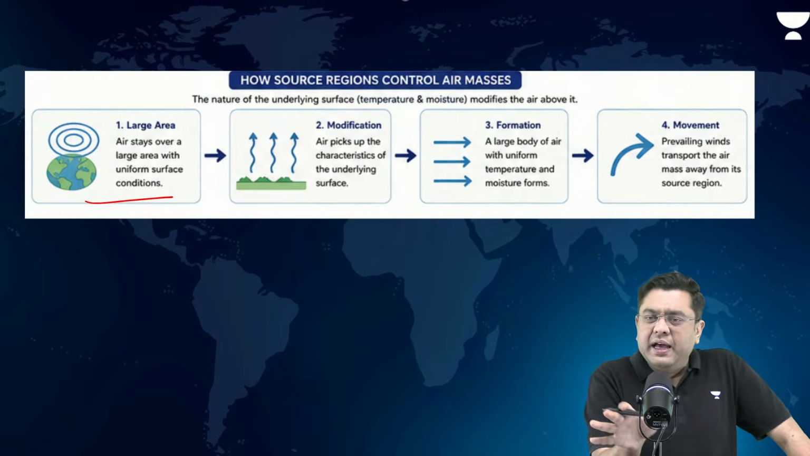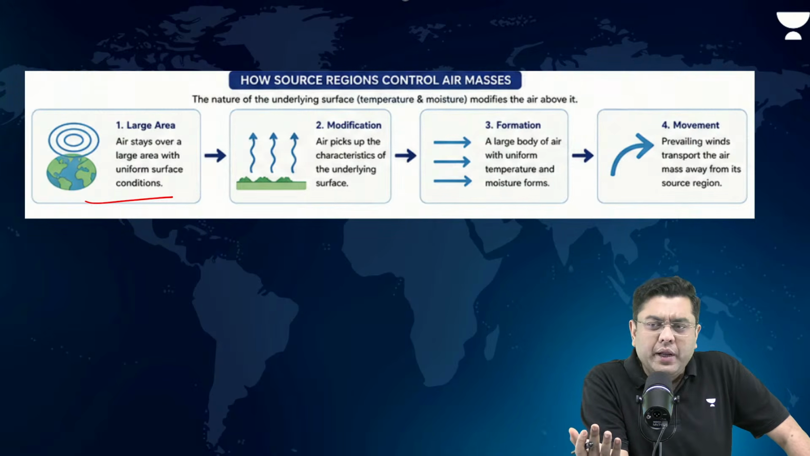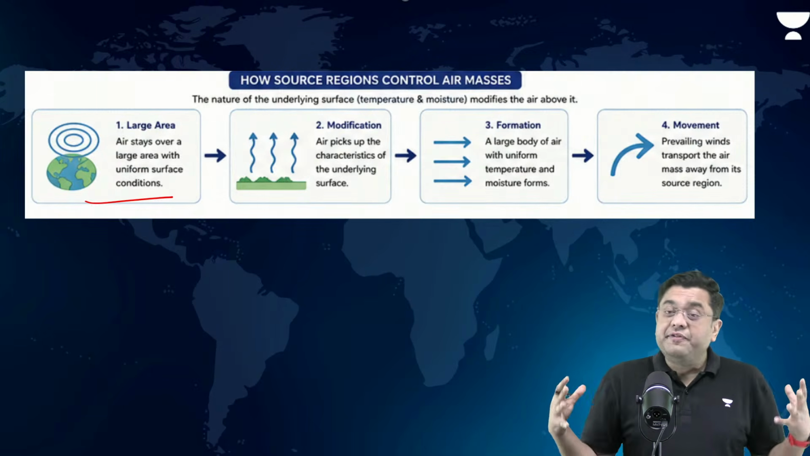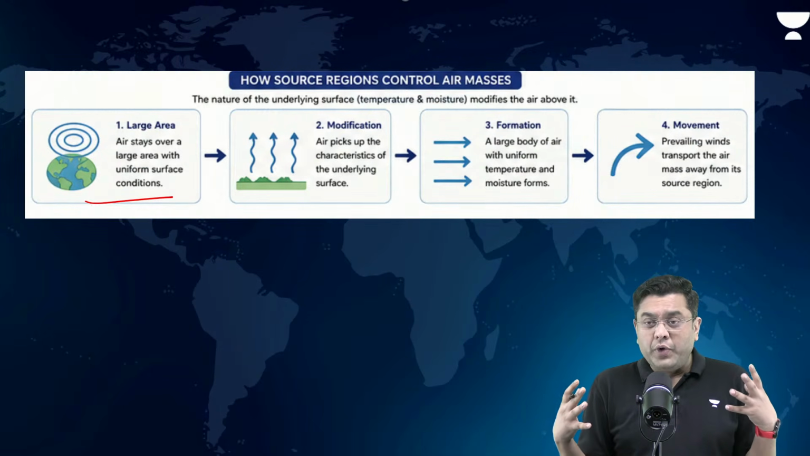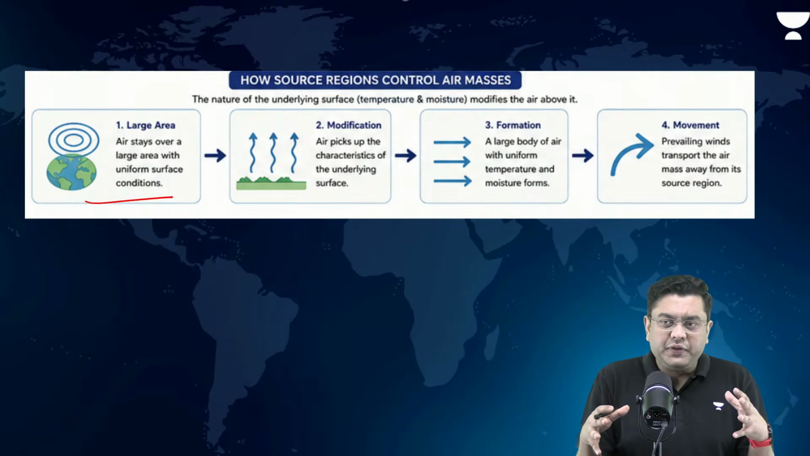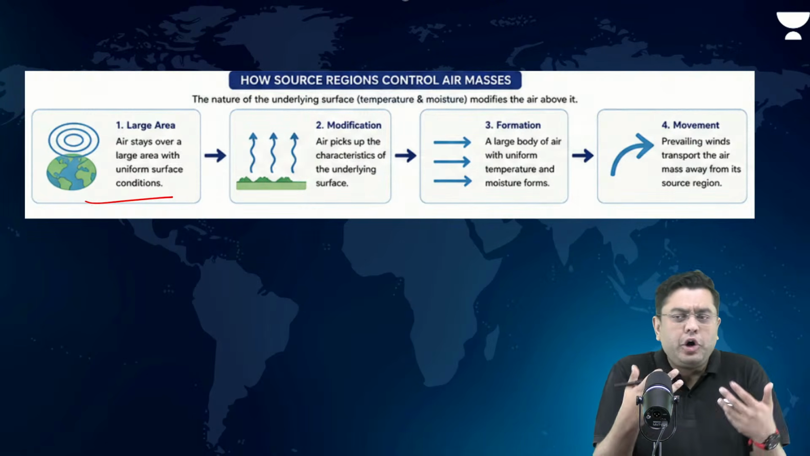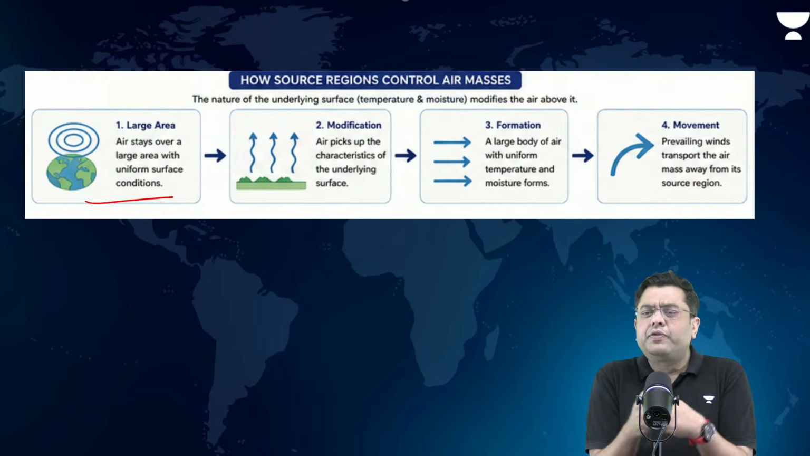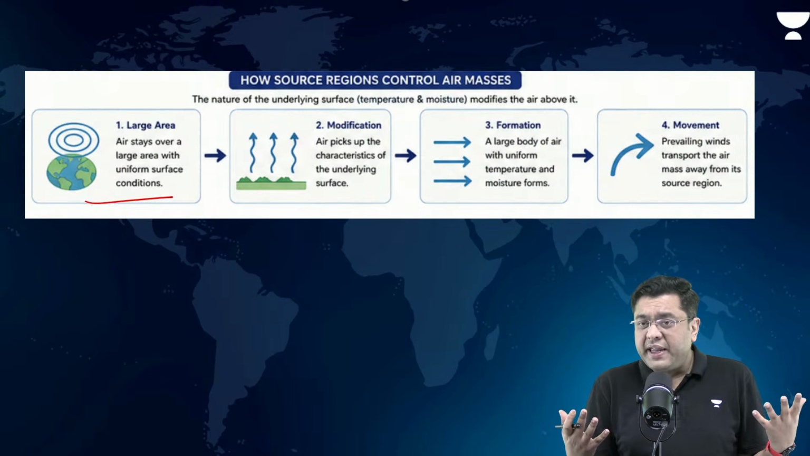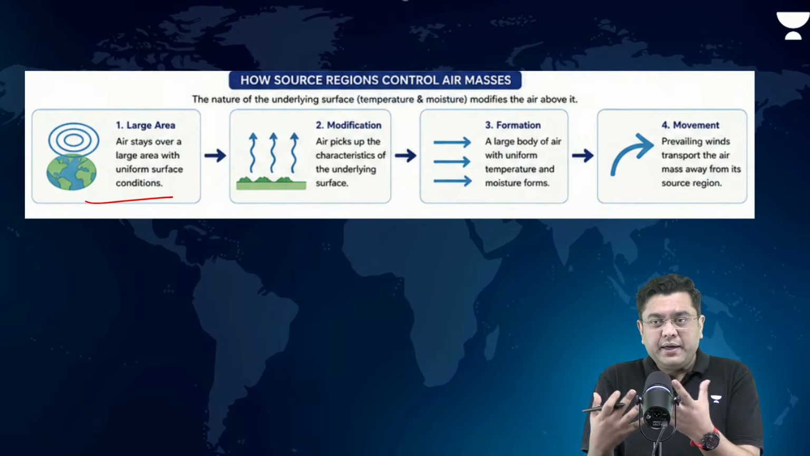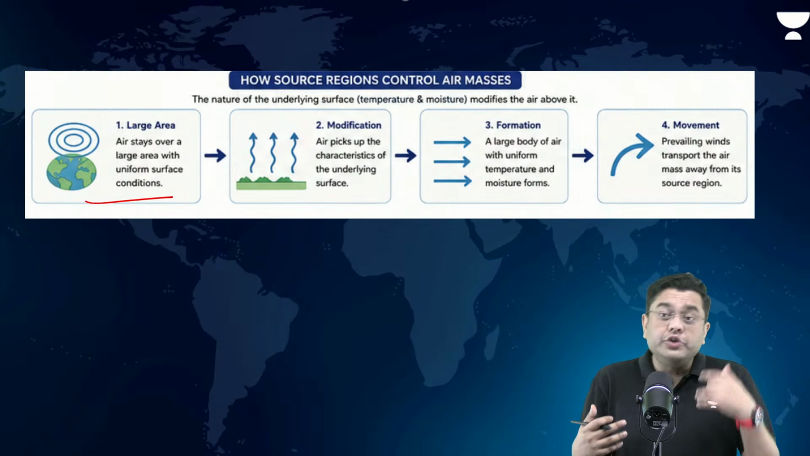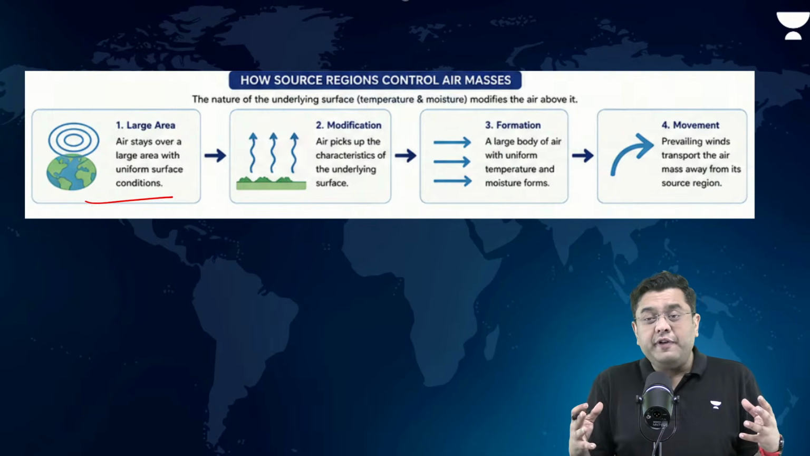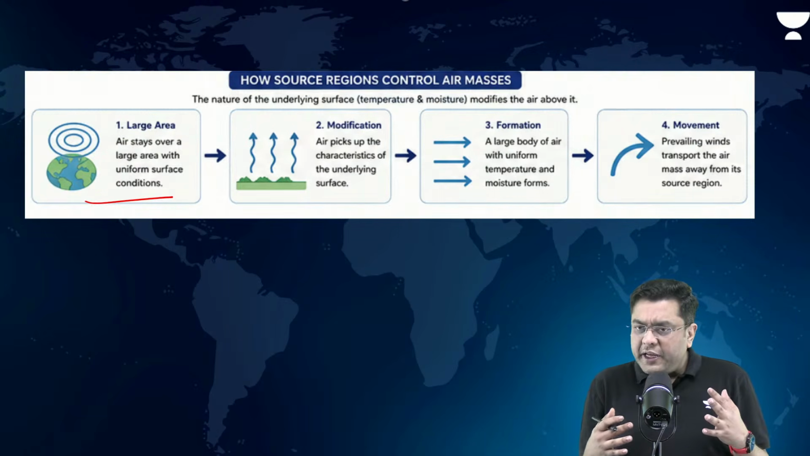Now, if the air remains over a large area for a longer period of time, let's suppose the Sahara Desert, right? Sahara Desert is a very large desert, the largest desert of the world. Now, if the air stays there for a long period of time, it will gain that desert-like property. Hot conditions, dry conditions, air will gain that, right? Or Siberia in Russia, very cold conditions. Greenland, very cold conditions, very large area. If air stays there for a very long period of time, it will become very cold.